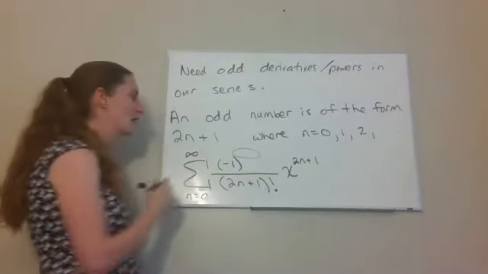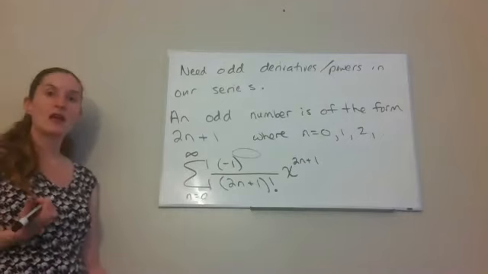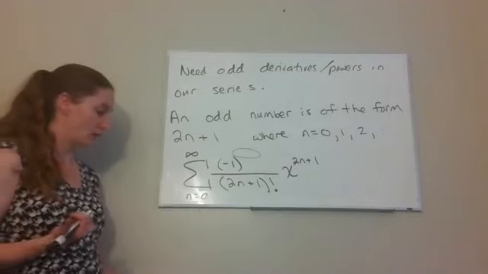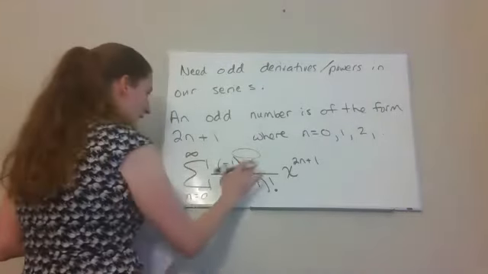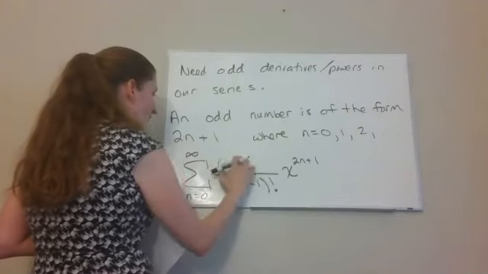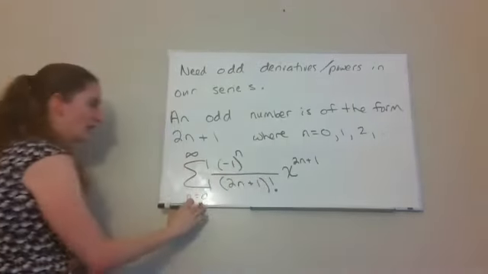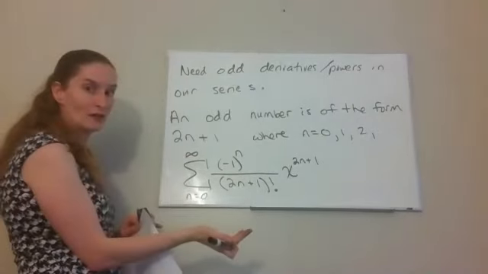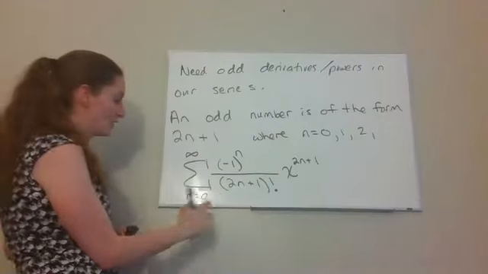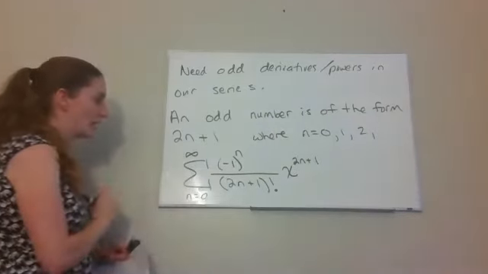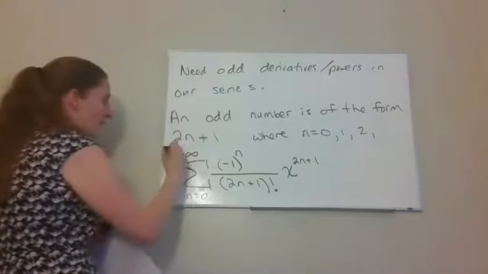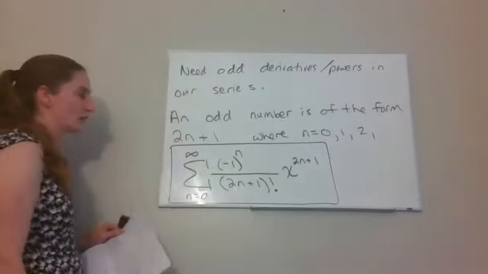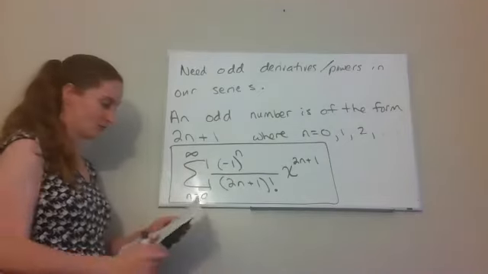And now I just have to figure out the power on this -1. My first derivative, which occurs when my n is equal to 0, is going to be positive. So I can just put an n here because when I plug in that 0, I get positive. And then my next derivative that's represented in this is negative. When I plug in n equals 1, I'll get a negative. So this is how I'd write the MacLaurin series for sine.